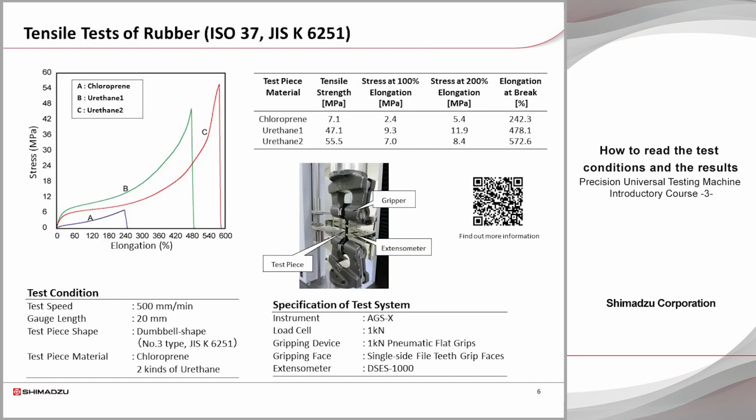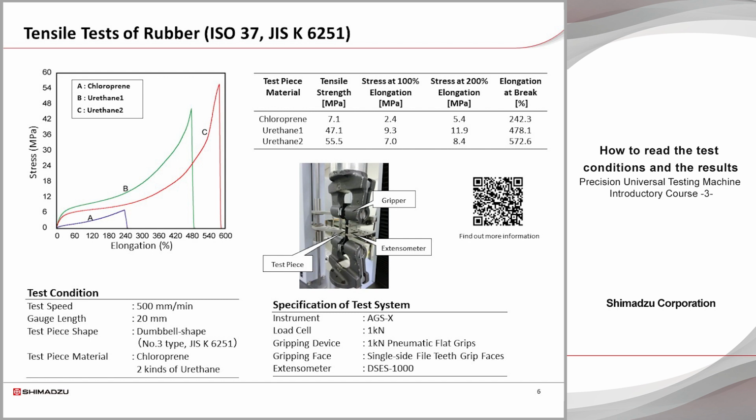The following is an example of a rubber tensile test in accordance with JIS K 6251, Rubber, vulcanized or thermoplastic: how to determine the tensile properties, based on ISO 37. In this rubber test, a pneumatically operated gripper is used to grip the test piece, as the area where the gripper contacts is likely to be cut, and the extensometer is a JIS 1000, which can be used to measure soft materials. In this case study, chloroprene rubber and 2 types of urethane rubber were tested.